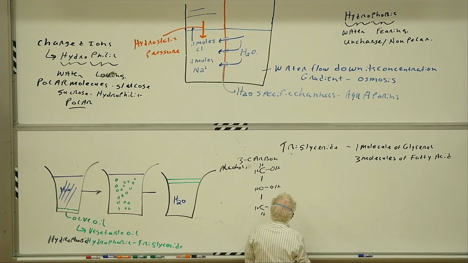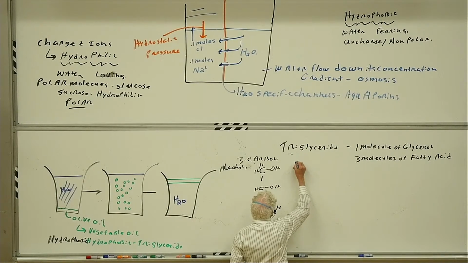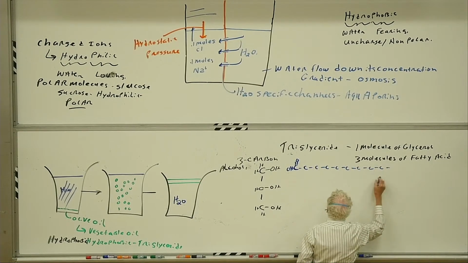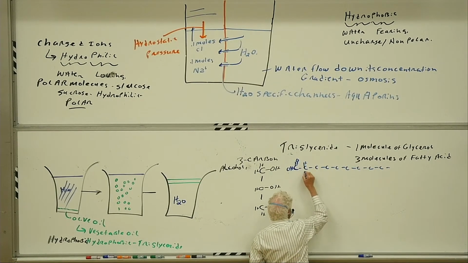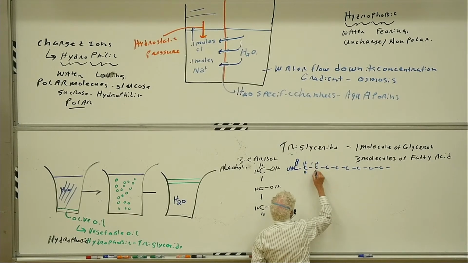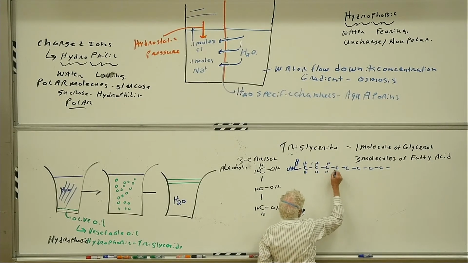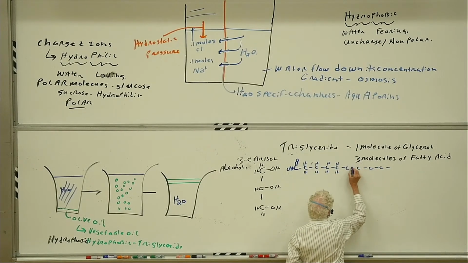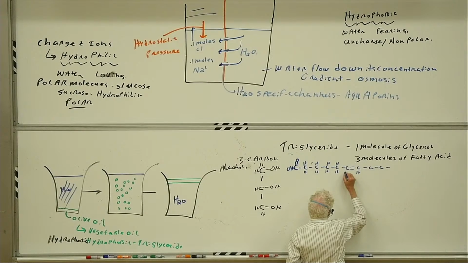Now the fatty acid I'm going to show out here is a C, double bonded O, OH. Then we have this great long string of carbons. Each of the carbons, if this is a saturated fat, will have 2 hydrogens. If it's a monounsaturated fat, someplace along here, there's going to be a double bond, and there'll be only 2 hydrogens.